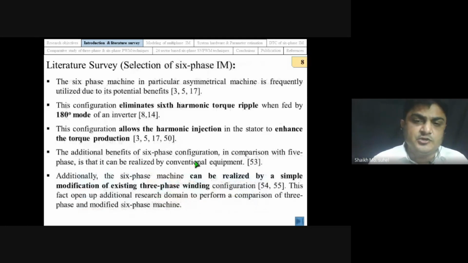This is the selection of the six-phase machine. The six-phase machine can be realized by conventional equipment, since it can be run using a three-phase dual inverter. Another advantage is that the six-phase machine can be reconfigured as a three-phase winding or three-phase machine, and because of that it opens one additional research domain, a comparative study of three-phase and six-phase machine. Because of that, we have selected the six-phase machine for our analysis.